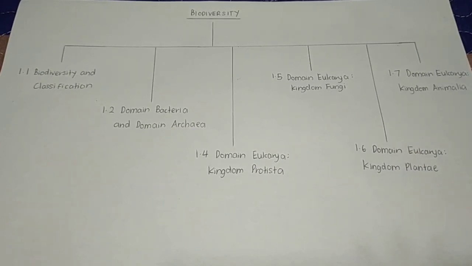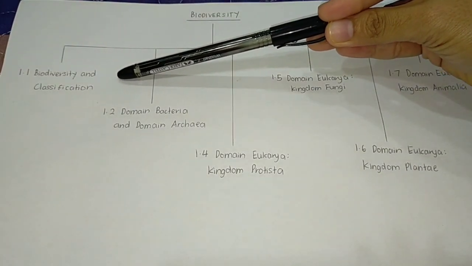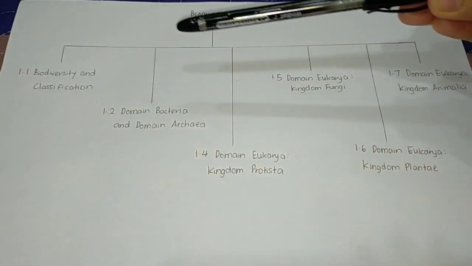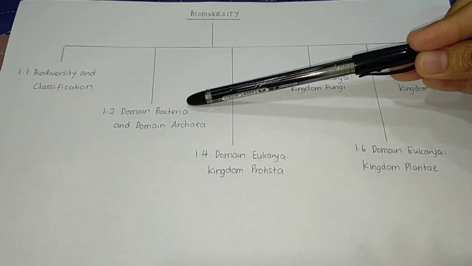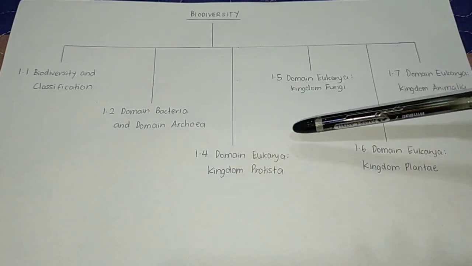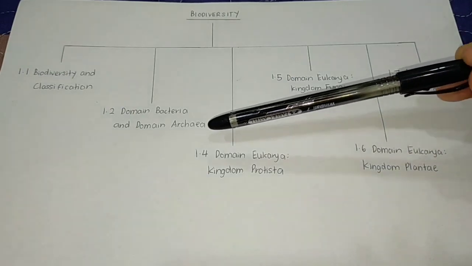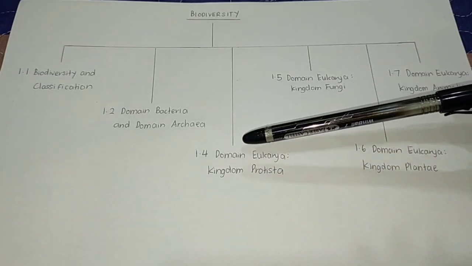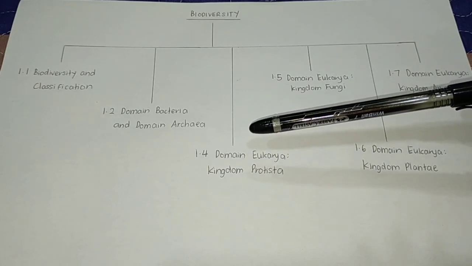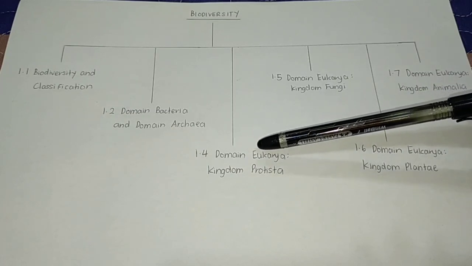Okay, so first of all, for chapter 1, if you look at this, we have 1.1 biodiversity and classification. Okay, and then 1.2 domain bacteria and domain archaea. Okay, and then next 1.4 domain eukarya, which is kingdom protista. Okay, so actually kalau kita tengok dekat sini, so there is no 1.3 because of what? 1.3 we will cover it in our practical class. Okay, which is you have to do the experiment.